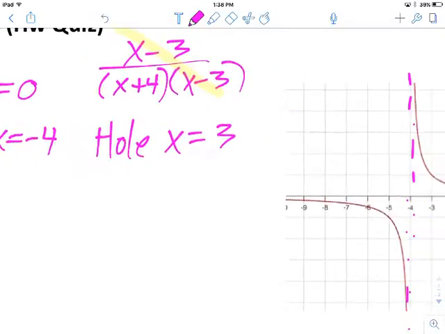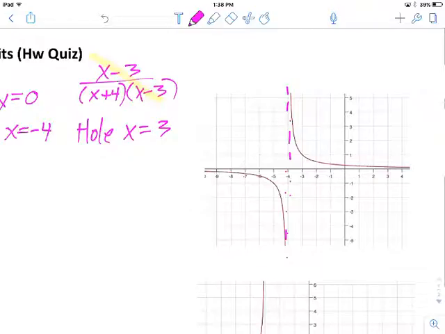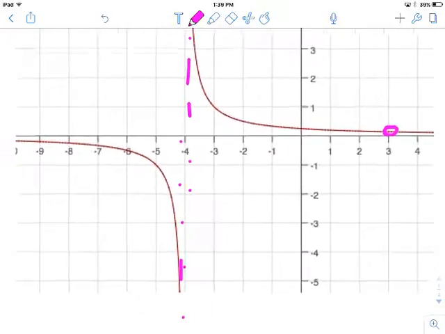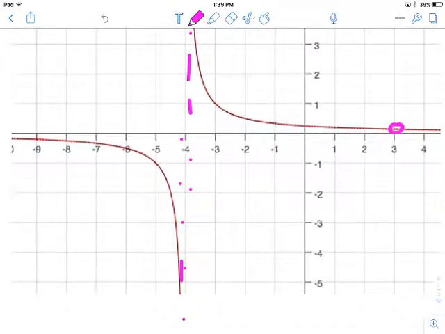And you can see the graph does not indicate a vertical asymptote at 3. So the graph helps me decide, oh yeah, there's something else going on there. There's a hole. And it doesn't show up. You just have to draw it. A little exaggerated circle of some kind.